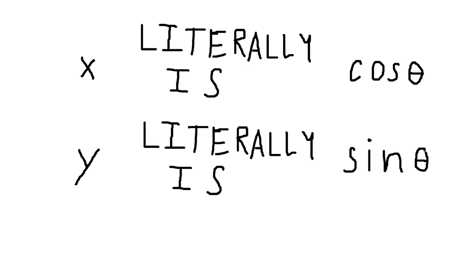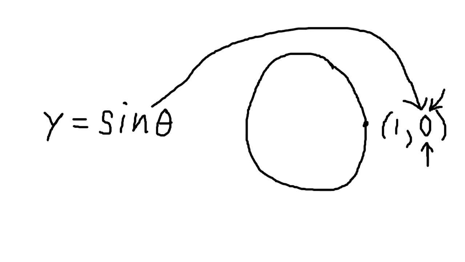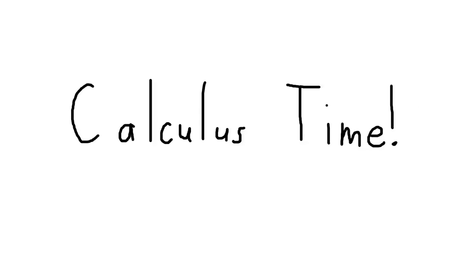So the cosine of theta is quite literally the distance to the right when looking at a point on the perimeter of the circle. Similarly, sine of theta is the distance up. So at the very beginning, when theta is 0, cosine of 0 is 1, because the point is 1 unit to the right. And sine of 0 is 0, because the point is 0 units up or down. Here's a graph. Calculus time!